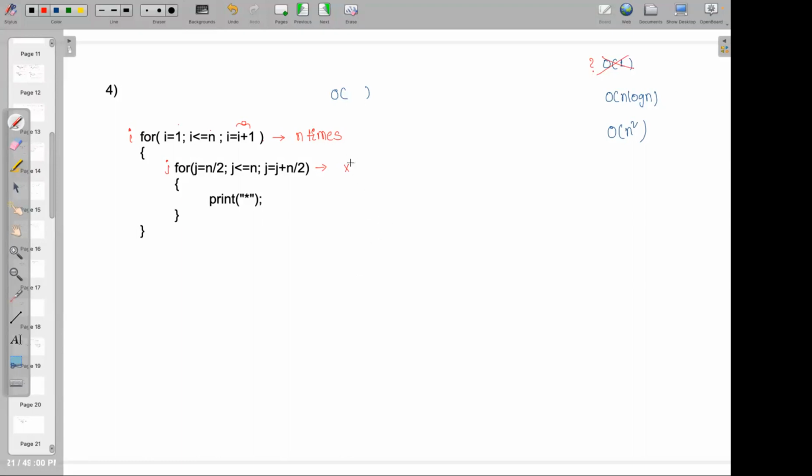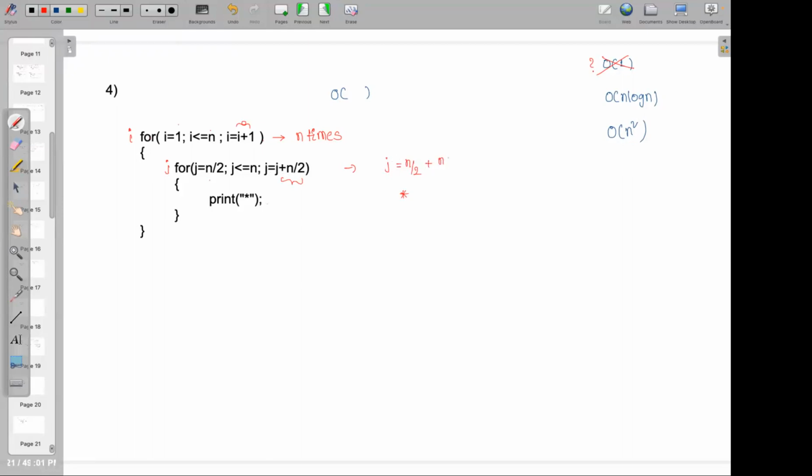Now, when will order of n log n be the answer? If this loop is running log n times, then I can say order of n into log n is the answer. For example, let me check. How many times is this loop running? Now here the beauty is, the j value is starting at n by 2. Remember, the j value is starting at n by 2. One time you are printing. Next time what will happen? The j value I am incrementing by n by 2.